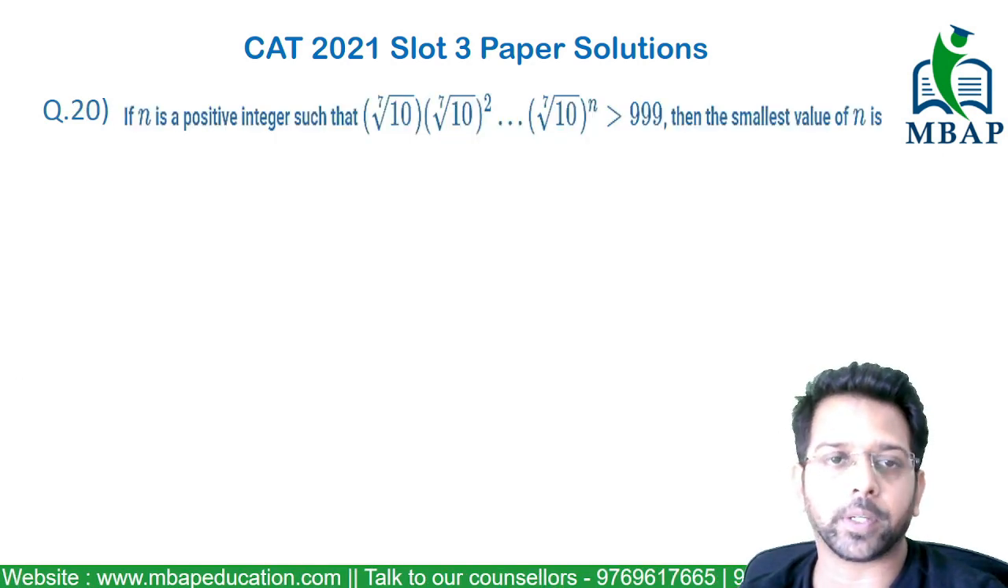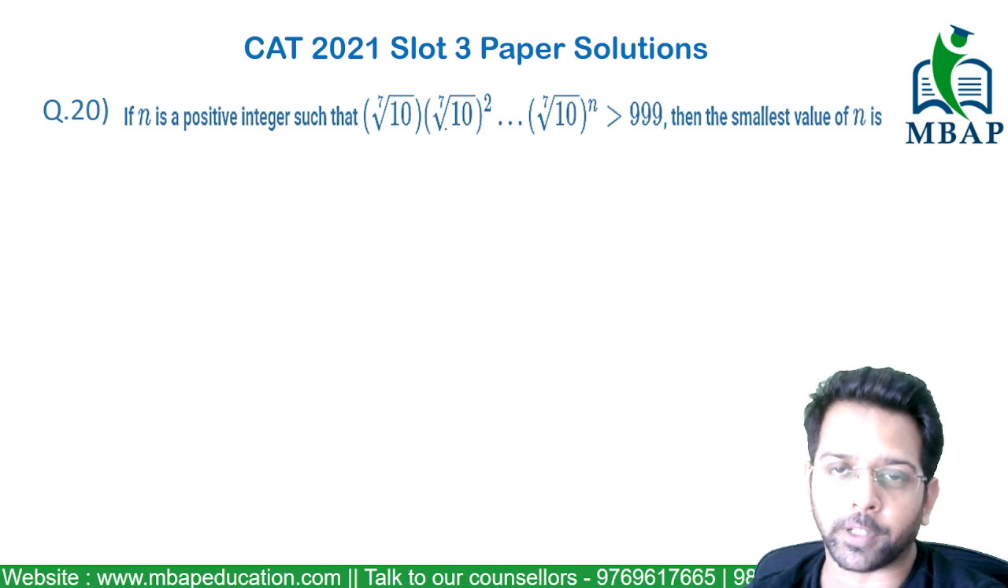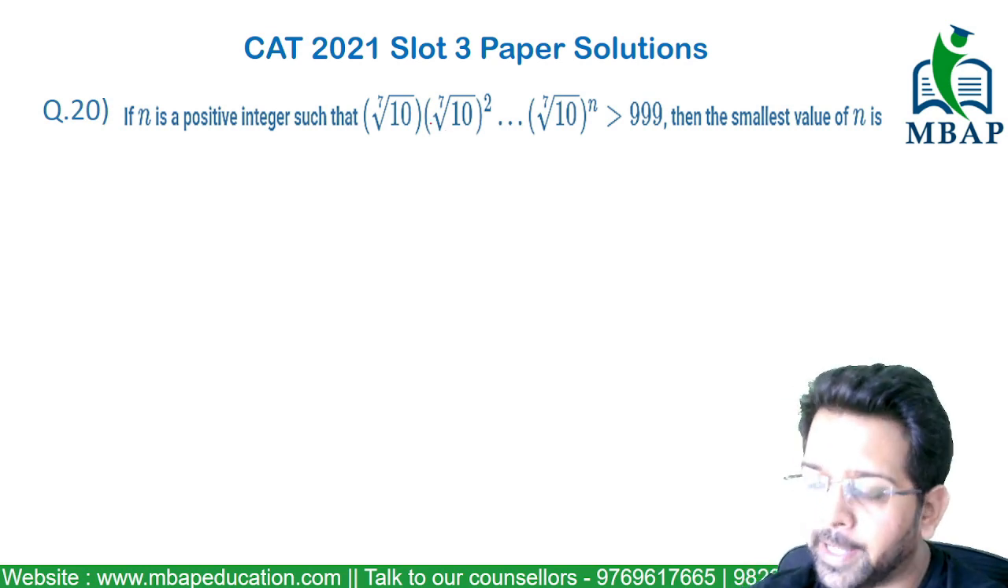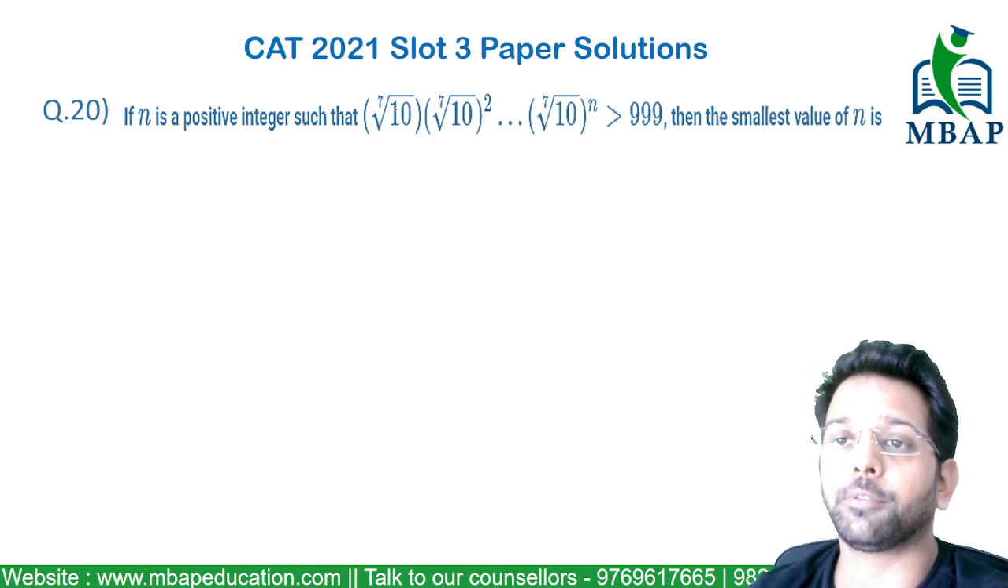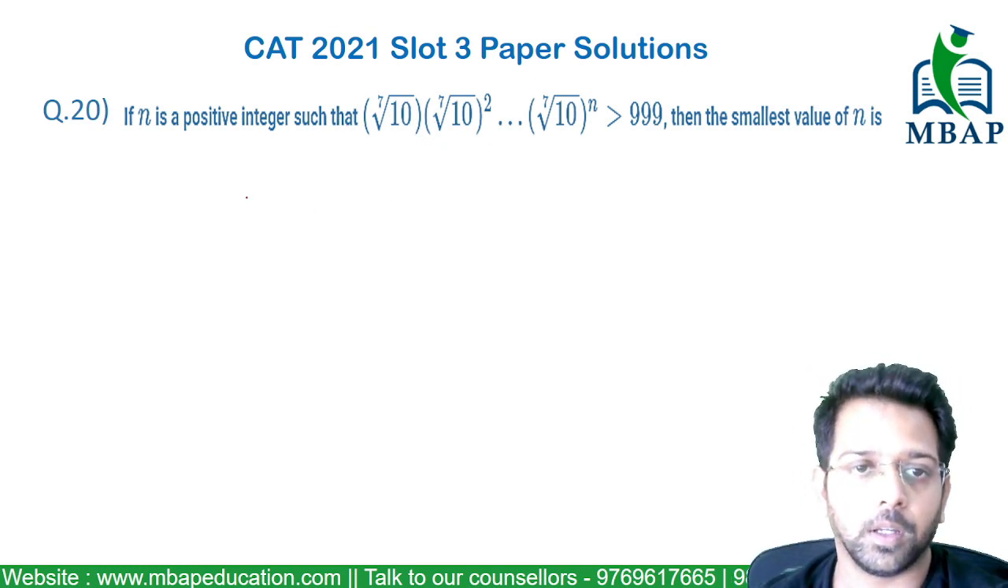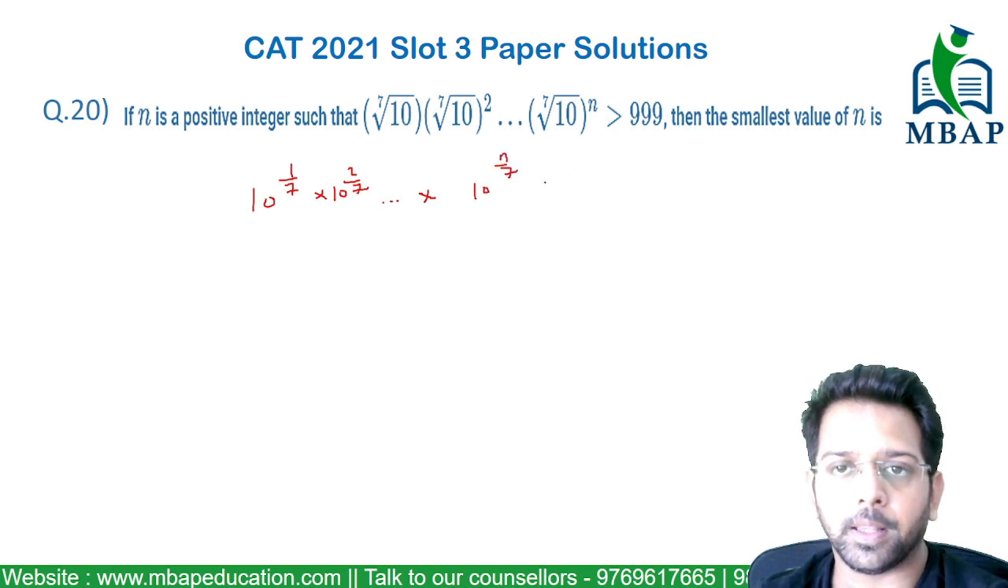Take the next question. The question says n is a positive integer such that the 7th root of 10 the whole squared, till the 7th root of 10 raised to n, is more than or equal to 999. The question is to find the smallest value of this n. If I have to rewrite this, it will be 10 raised to 1 by 7 into 10 raised to 2 by 7 multiplied till 10 raised to n by 7. They are saying this value has to be more than 999.